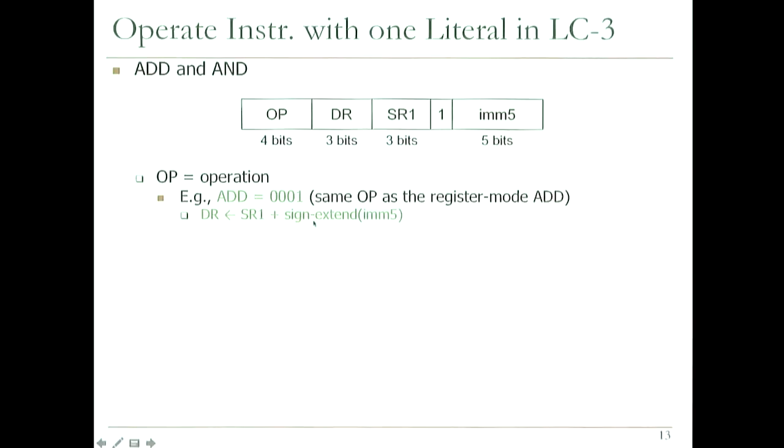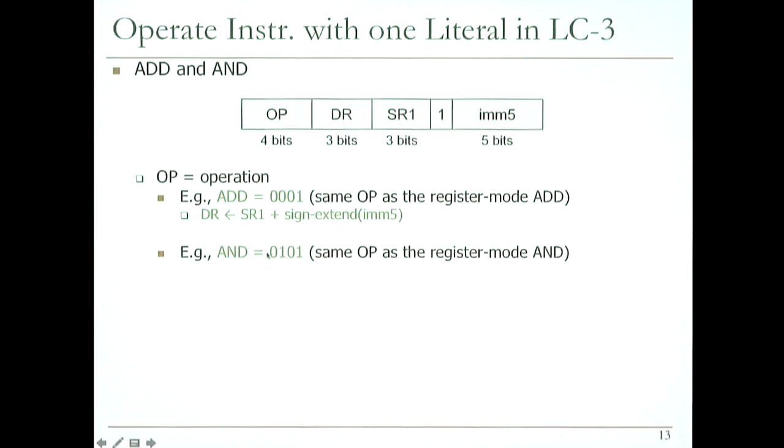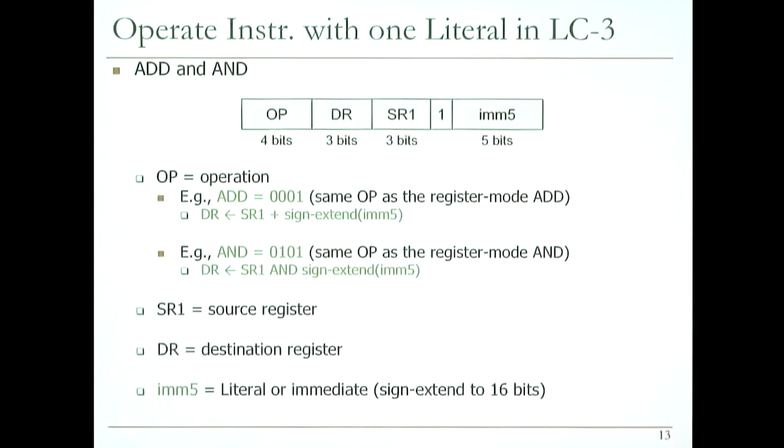And this is the semantics for this instruction. We take the contents of this source register and we add the immediate. As you see, we need to sign extend. You will see in the next slide how we do this sign extension. For AND, everything is very similar. The only thing that changes is the opcode and, of course, the semantics, because instead of doing an addition, we are going to do a bitwise AND. This is source register 1, destination register, and the immediate that will be sign extended to 16 bits.